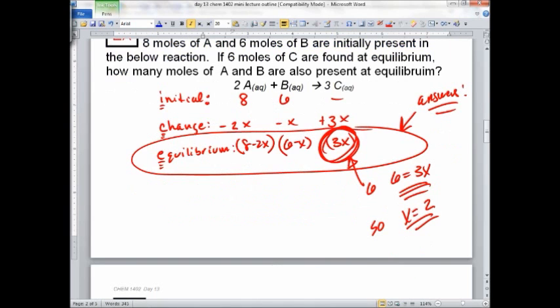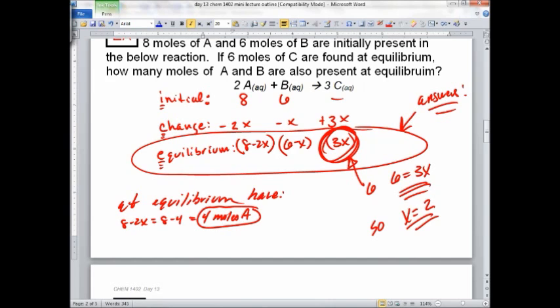2. Now I know everything. At equilibrium, I'm going to have, let's see, 8 minus 2x, which is 8 minus 4. We're going to have 4 moles of A. I'm going to have 6 minus x, or 6 minus 2 is 4. Oh, I end up with the same, huh? 4 moles of B. Just so happens they're the same. They don't have to be.